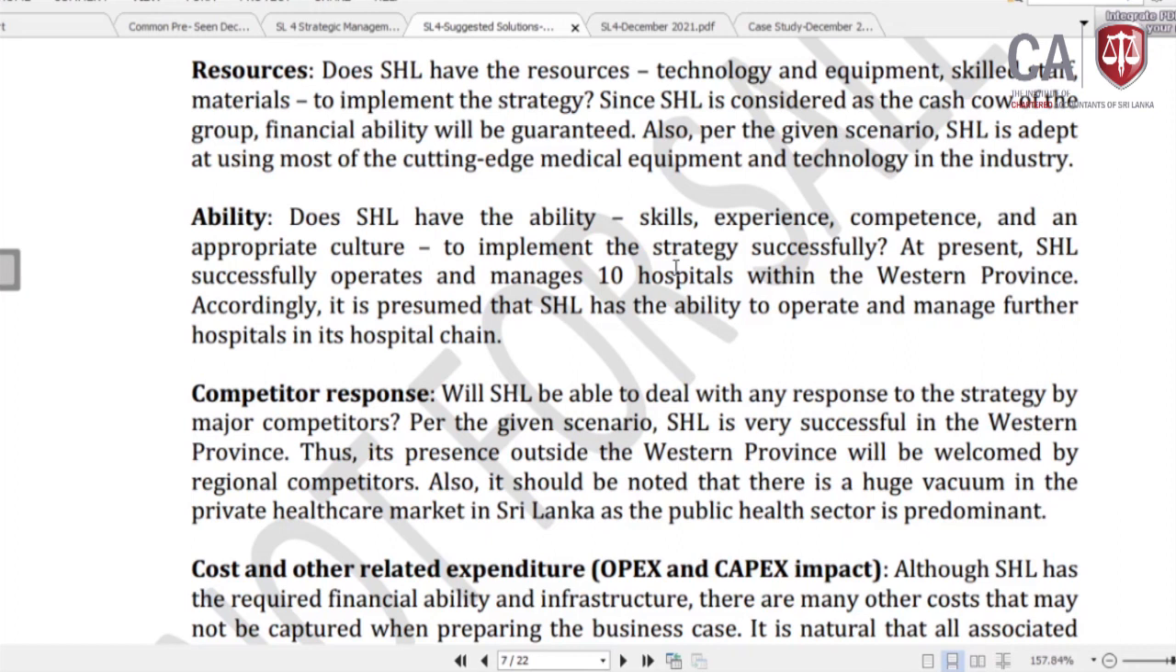Ability. Does SHL have the ability, skill, experience, competence and appropriate culture to implement the strategy successfully? At present, SHL successfully operates and manages 10 hospitals in the Western Province. Because it is presumed that SHL has the ability to operate and manage every hospital in its hospital chain.